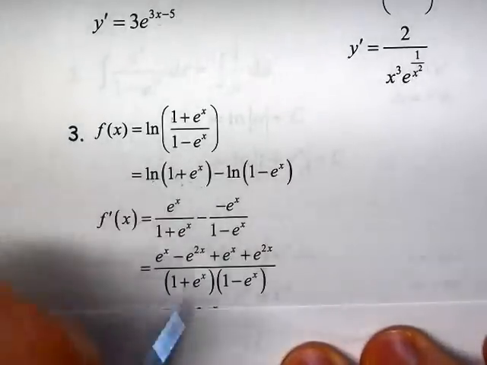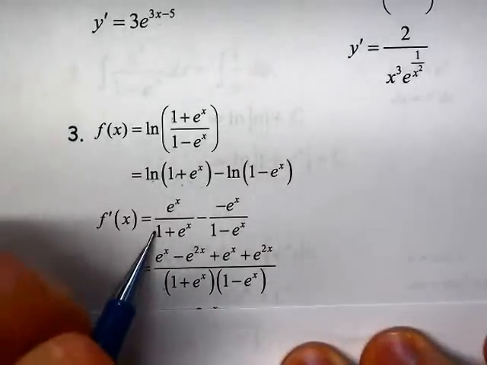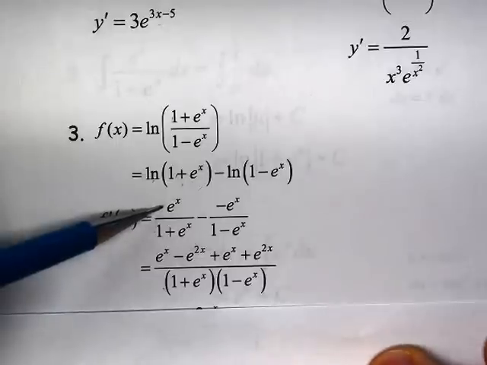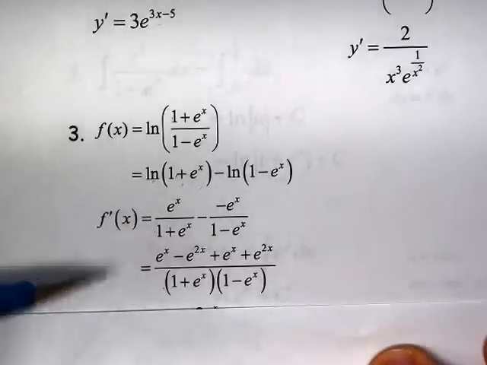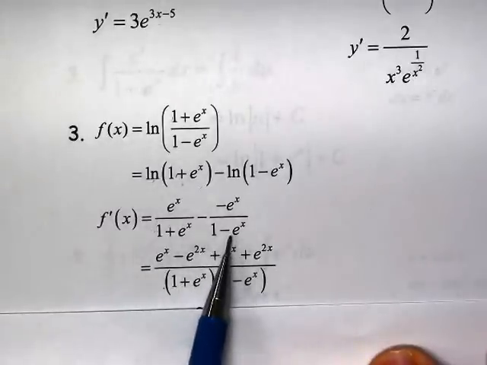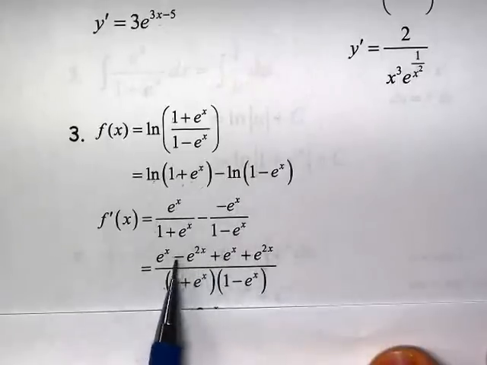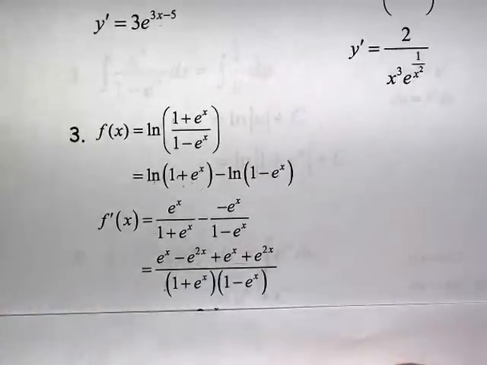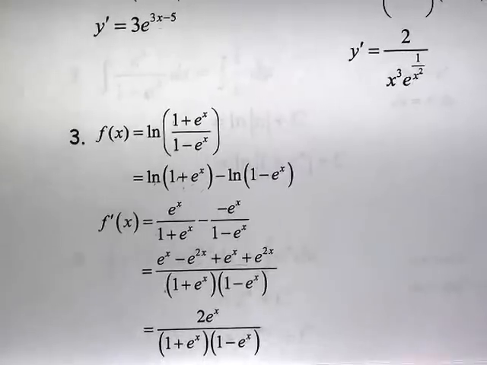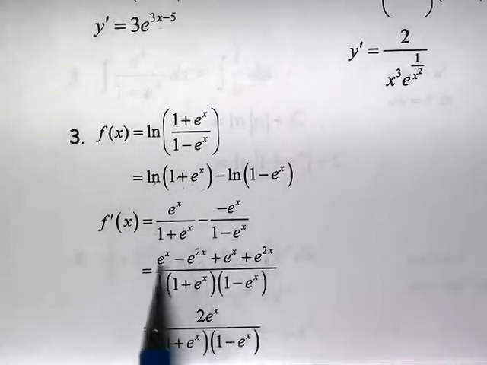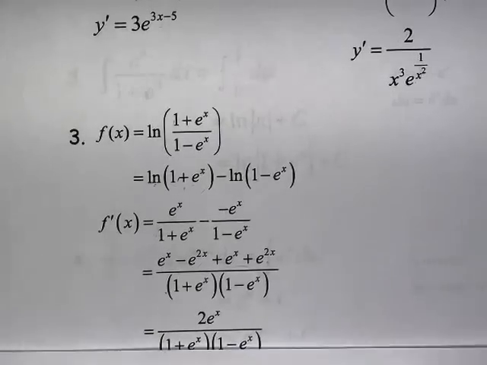So this is my common denominator. This needs a 1 minus e to the x factor, so I need that same factor in the numerator. This one needs a 1 plus e to the x factor, so I need that same factor in the numerator, and I distribute that through, and then I have these terms in my numerator. I can combine like terms. Notice that the minus e to the 2x plus e to the 2x cancel out, so I just have 2 times e to the 2x.